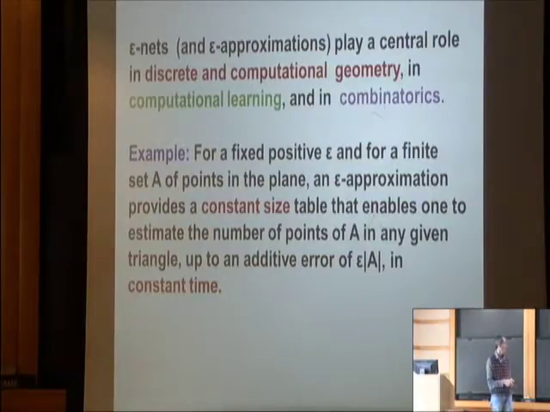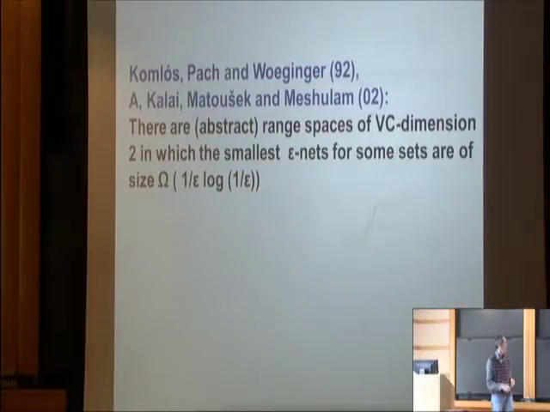now as we said, there was this estimate of d over epsilon times log of 1 over epsilon, and we want to know how tight it is, and there was an early example by Komlós, Pach, and Woeginger. There are some other examples as well, at least in the abstract setting, some abstract examples of range spaces of VC dimension 2. Now, in VC dimension 1, things are very simple. It's kind of understood how these spaces look, and there are no surprises, let's say. But in dimension 2, already there are examples where indeed the smallest epsilon net for some sets is of size some constant times 1 over epsilon, log of 1 over epsilon, namely this log is required.